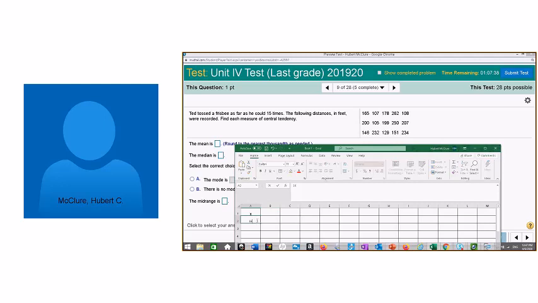165, 165, 107, 178, 262, 108, 200, 105, 199, 250, 207, 146, 232, 129, 151, and 234.